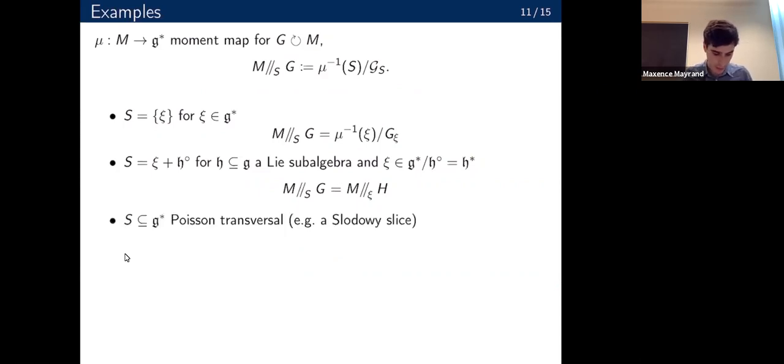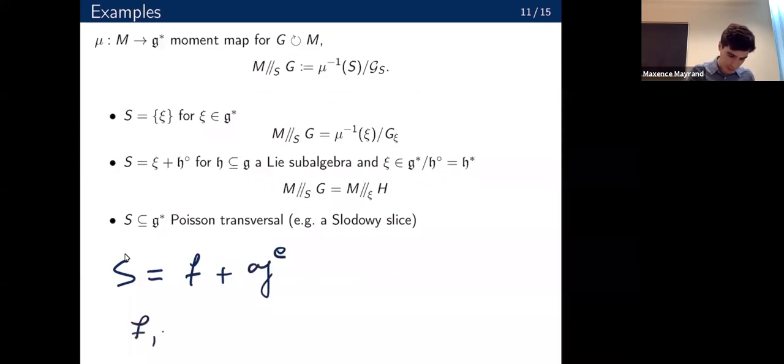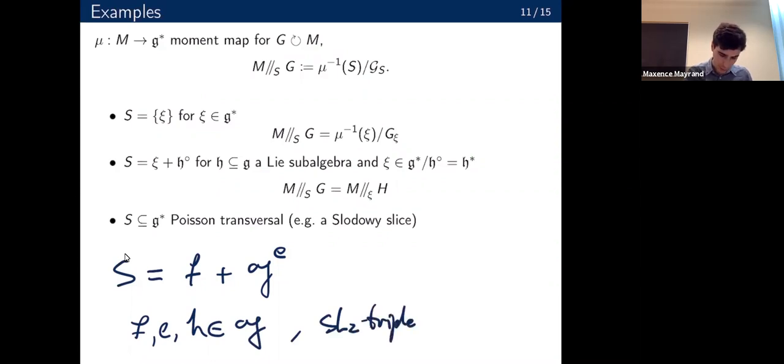Another interesting case that we recover is if you take a Poisson transversal. A special case of that is a Slodowy slice. As I said in the previous slides, the Slodowy slice is when you take f plus g^e, where e, f, h is an sl2 triple. It doesn't have to be regular. And you view this as an element of the dual of the Lie algebra by means of an invariant bilinear form. Note here that I'm going back and forth between the smooth case and the complex symplectic case, because the theorem works in both cases.